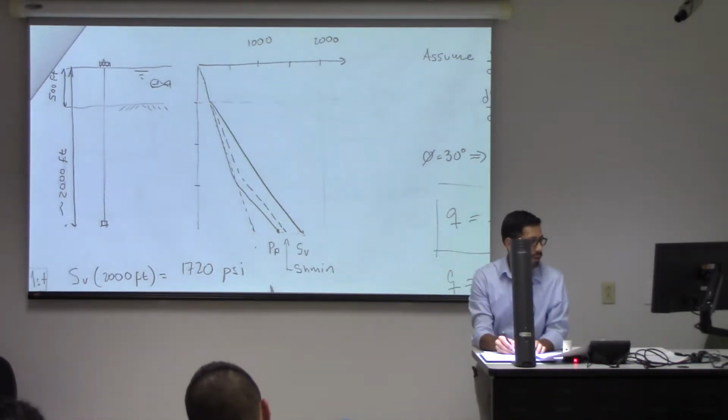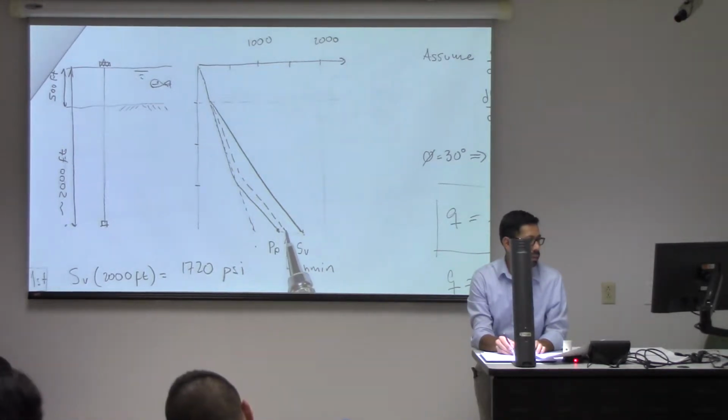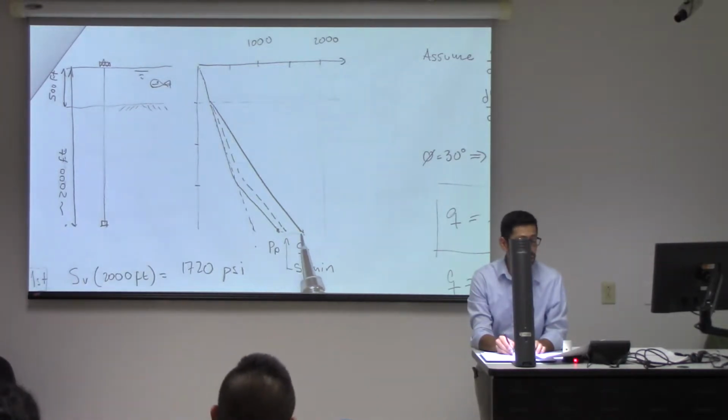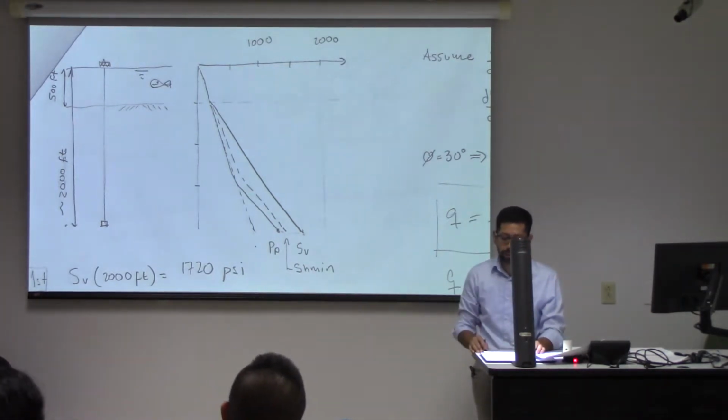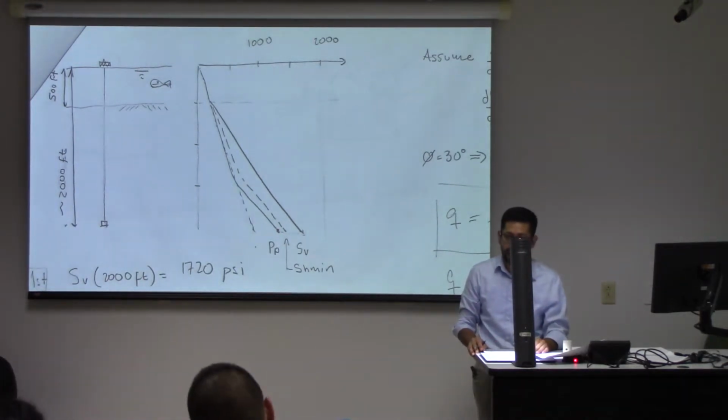So if this is going to be SV in this case, this is going to be SH mean. It's actually pretty close to that value. And the closer you go with pore pressure to SV, the more isotropic the state of stress is going to be, and the smaller the effective stresses are going to be too.